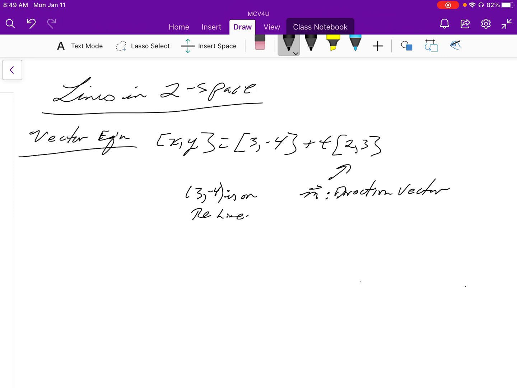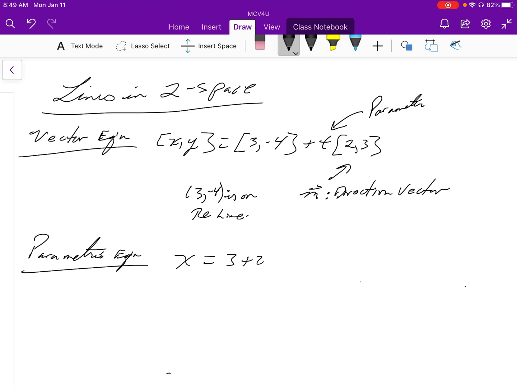When we change our parameter t, we can find all the points that are on the line. When we get to our parametric equations, they are for the components. So in this case, we have x equaling 3 plus 2t, y equaling -4 plus 3t.